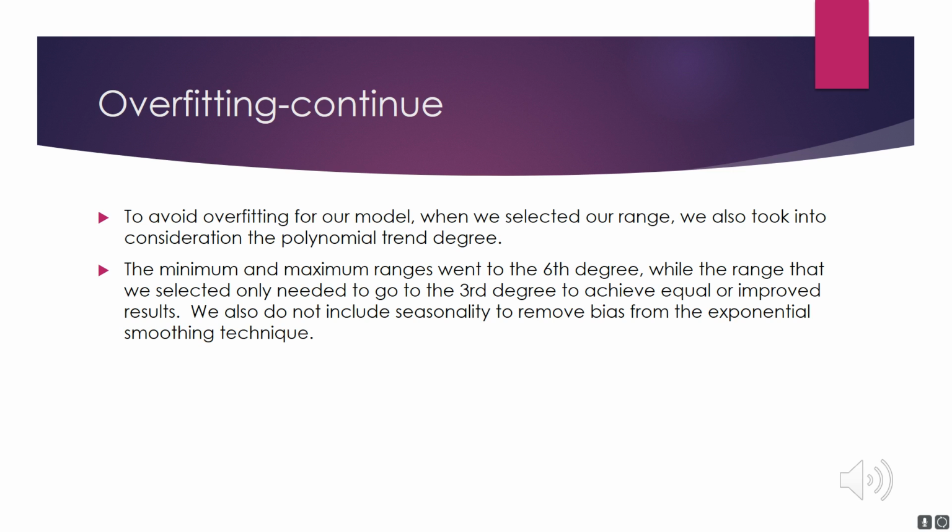Another way that we avoided overfitting was in our time series analysis model. When we selected our range, we took into consideration the polynomial trend degree. The minimum and maximum of the range went to the 6th degree, while the range that we selected only went to the 3rd degree. We felt like the 6th degree could be an indicator of overfitting of the data.